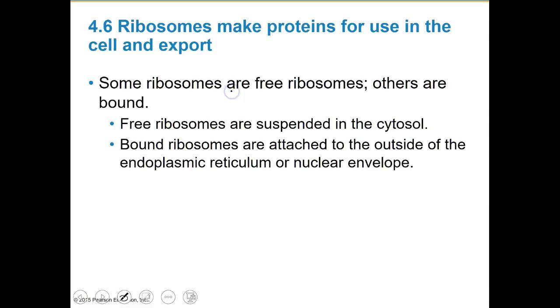We do have some ribosomes that are free ribosomes that just hang out in the cytoplasm, the juicy stuff in the cell, and others are bound. So free ribosomes are suspended in the cytoplasm. They kind of look like those beads that are in some of the hand sanitizers. They're just hanging out in the juicy stuff. And then we have bound ribosomes that are attached to the outside of the endoplasmic reticulum, and some of the nuclear envelope, but basically the endoplasmic reticulum, or the ER for short.